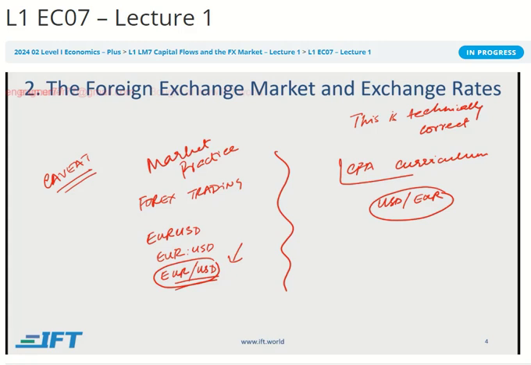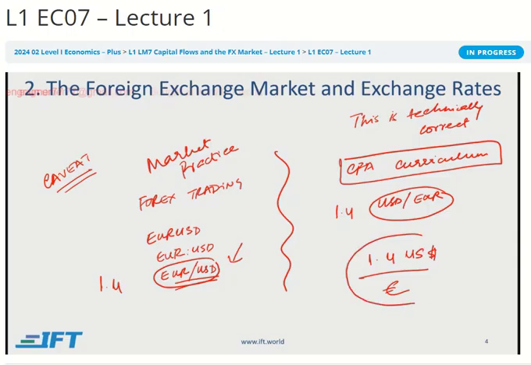Now, why is this CFA curriculum one technically the correct one? Because let's say the rate for Euro USD is 1.4. Now, what that 1.4 means is that for each 1 euro, you can get 1.4 US dollars. Or if you want to buy 1 euro, you have to pay 1.4 US dollars. So that is why this is technically correct, because USD/euro indicates that euro is in the denominator, right? It is in the denominator.